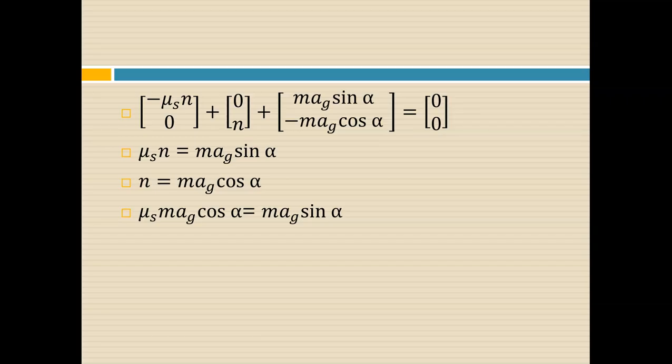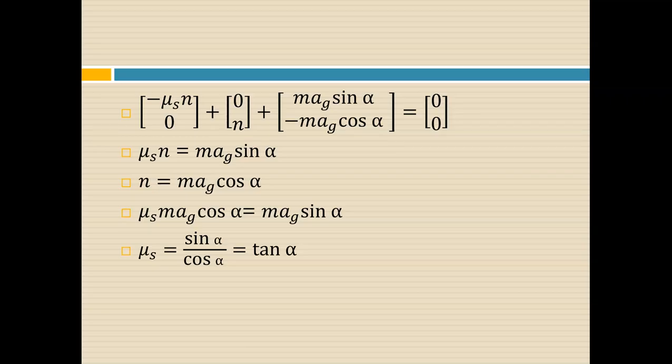And here a miracle happens. The miracle being that the weight cancels. So m a sub g is on both sides of the equal sign. In addition, there's one more thing we can take advantage of. There's a trig identity that you may remember, that if I take the sine of an angle and divide it by the cosine of the angle, that's going to give me the tangent of the angle. And so my final expression turns out to be mu s equals tan alpha.